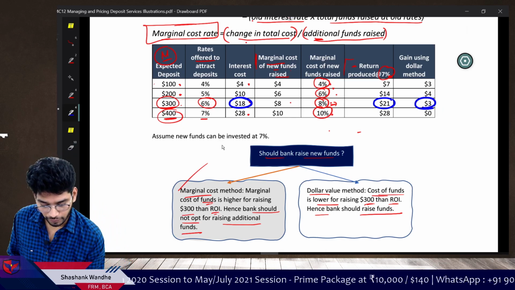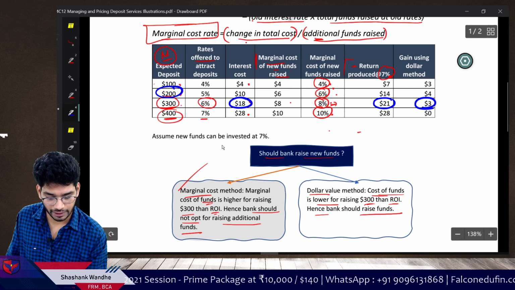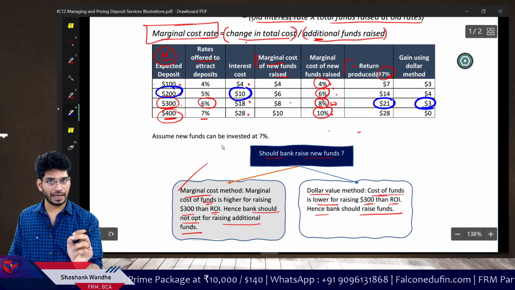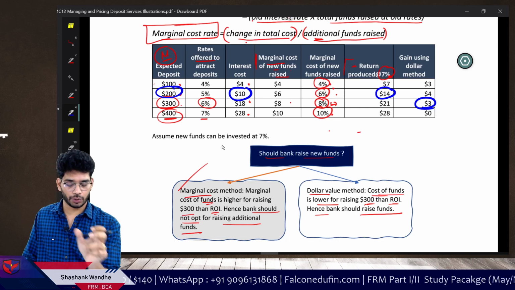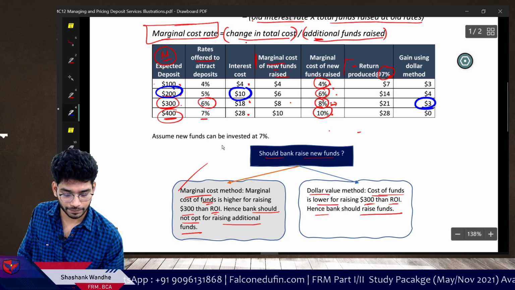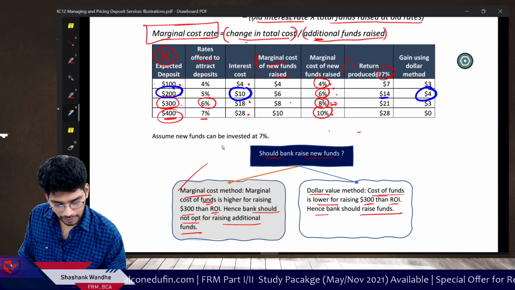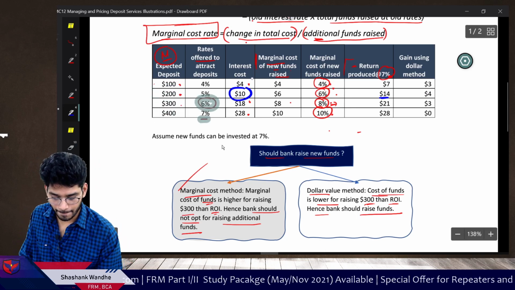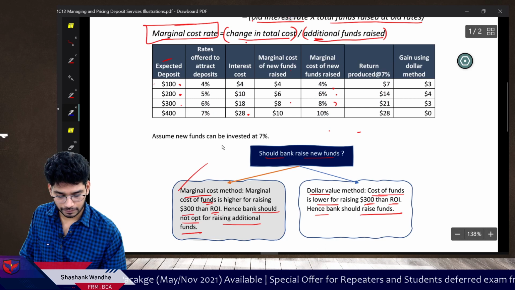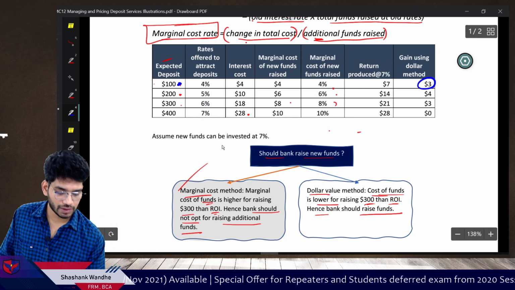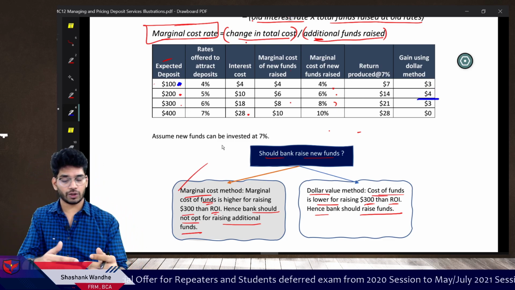Now see here. If you procure 200, total interest paid is 10 and return produced on this particular fund of 200 is 14, meaning a net gain of 4, right? And if you go back to 100, then your gain is 3. So which one is the best option? 4, meaning raising $200 million, where you have the gain of 4.